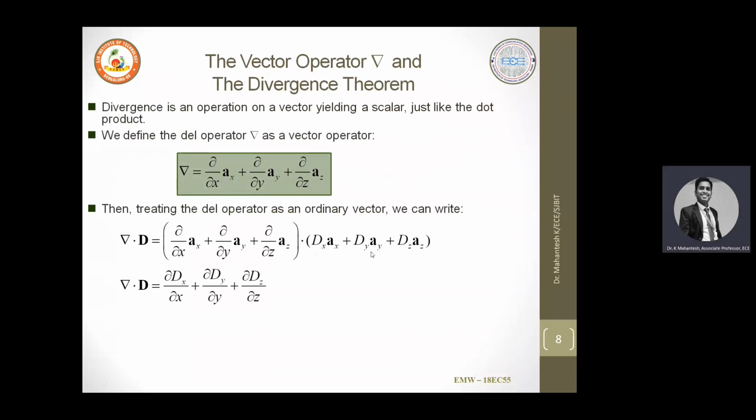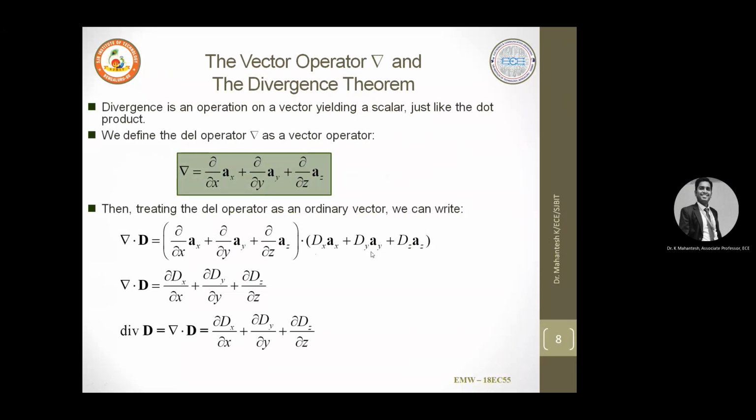Therefore, divergence of D is given by ∂Dx/∂x plus ∂Dy/∂y plus ∂Dz/∂z. These are partial derivatives of flux densities in x, y, z directions. Therefore, divergence of D is given by del dot D, which is equal to the partial derivatives of flux densities in all the directions in the Cartesian coordinate system.